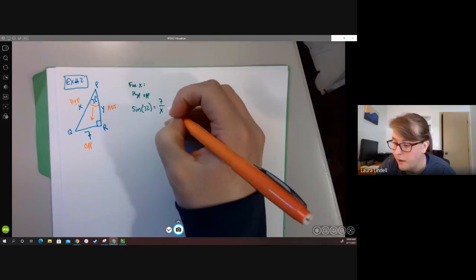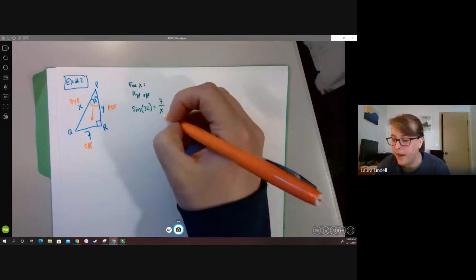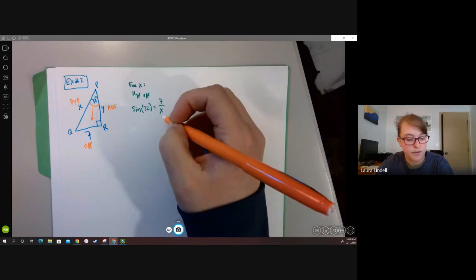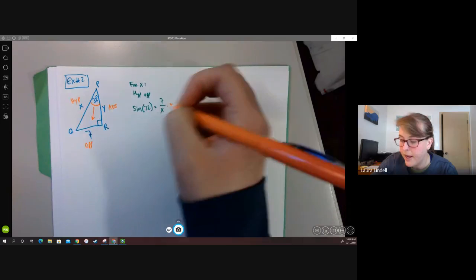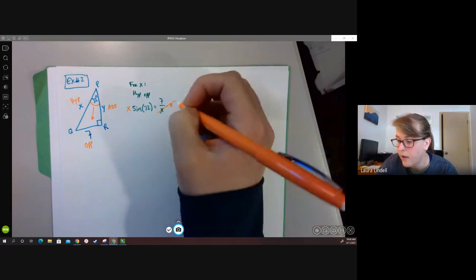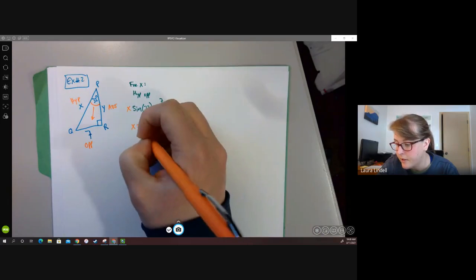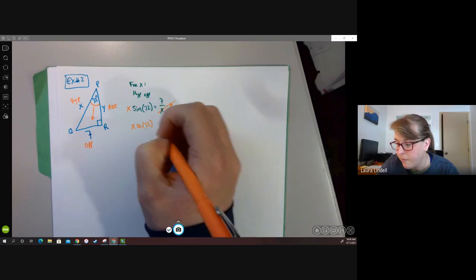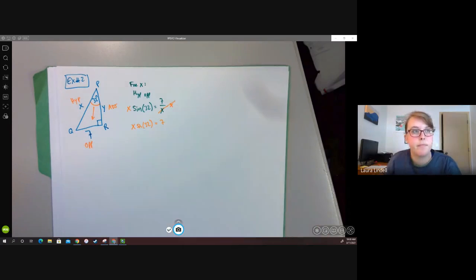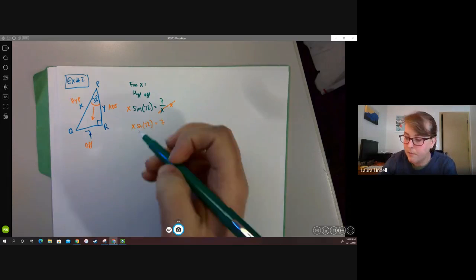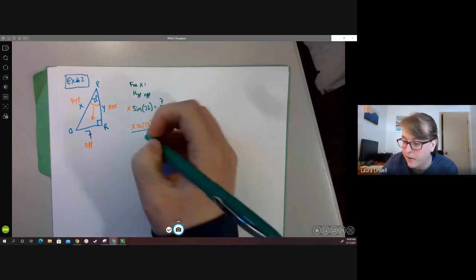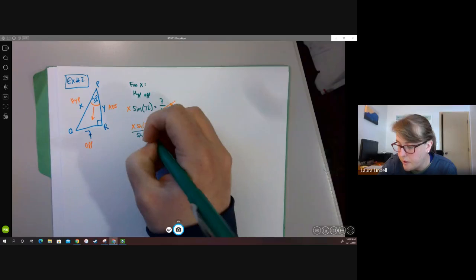this one's a little bit trickier. It has one more step because the x is on the bottom, whereas in the last question, the x was on top. So this time I'm going to multiply by x on both sides and rewrite it. We have x sine of 32 equals 7. Then to get x by itself, I'm going to divide on both sides by sine of 32.